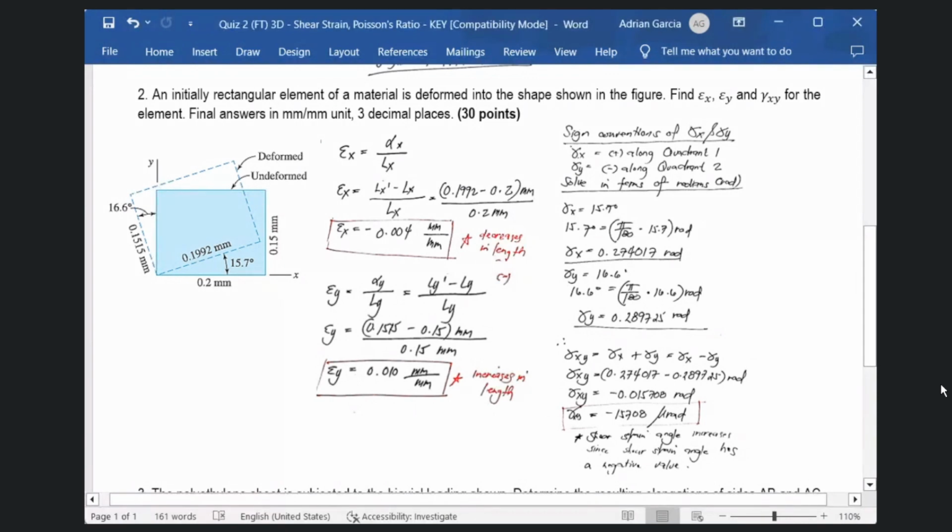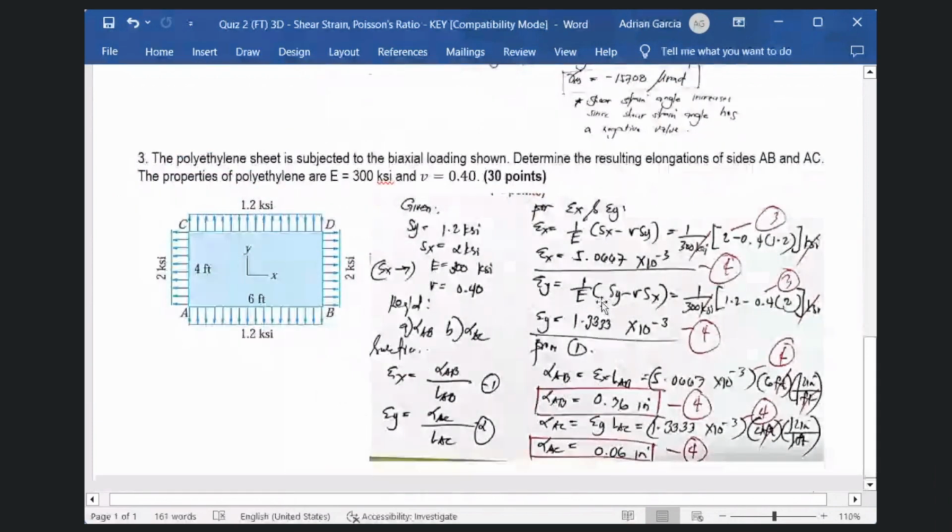Yan lang naman ang solution sa number 2. At mas madali kapag number 3. Ang mahirap lang sa number 3, nakakalito yung arrows. Screenshot 1, 2, 3. Okay, number 3. So this will be the solution for number 3.